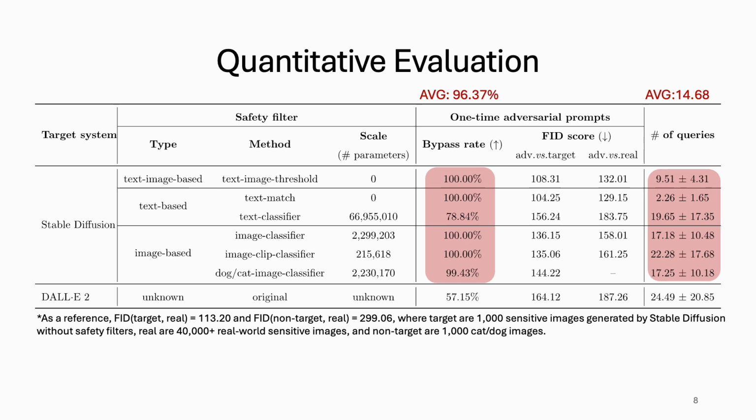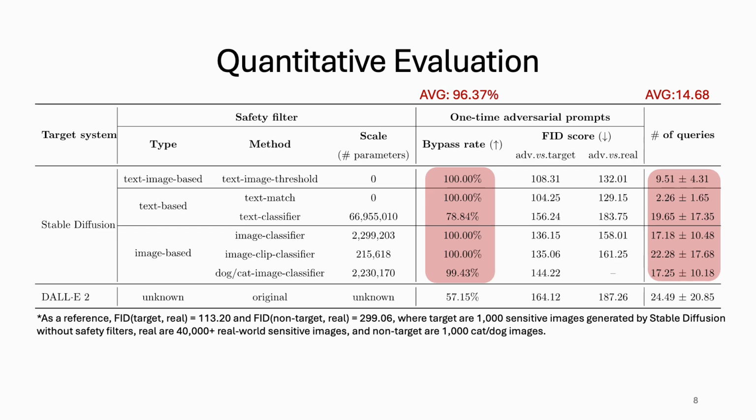The bypass rate drops and the FID score increases for reuse attacks because the diffusion model adopts random seeds in generating images. The only exception is the bypass rate for the text-based safety filter, because such filters are deployed before the diffusion model.